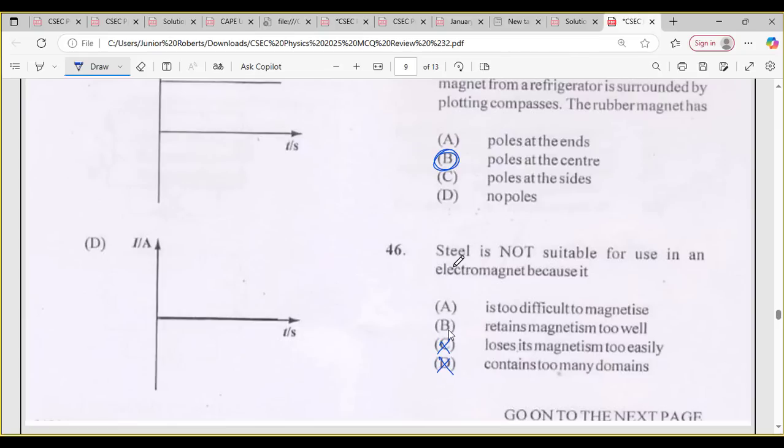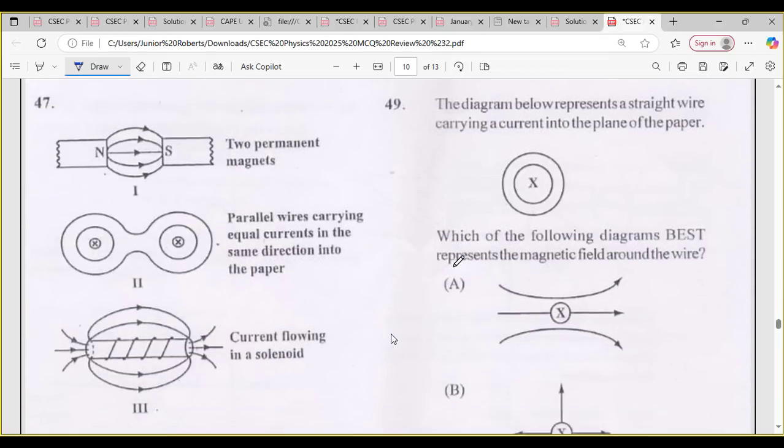So we're down to A or B. As I said, with an electromagnet, we need it to be easily magnetized and then easily demagnetized. A says that it is too difficult to magnetize. So in this case it will not be the best option to use for an electromagnet, because you need an electromagnet to be easily magnetized. So we're going to go with A for 46. So 46 is A.